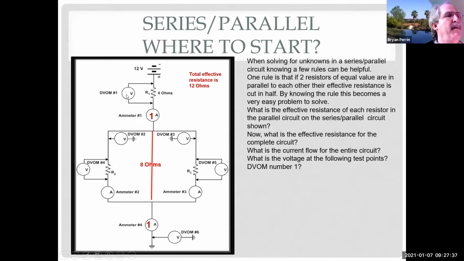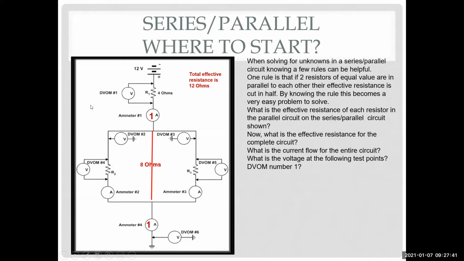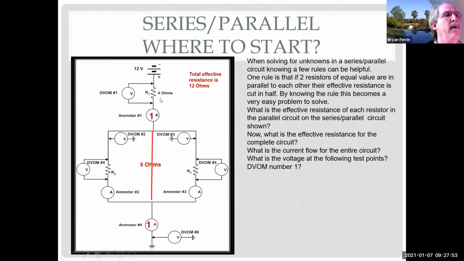DVOM number 1, how many volts is it going to read? 12. Well, look at where the black lead is. It's 4. How do I get my voltage drop? I take my current flow times my resistance, gives me the voltage, doesn't it? Just remember, current flow times resistance equals voltage, which means I'm using 8 volts down here, right?